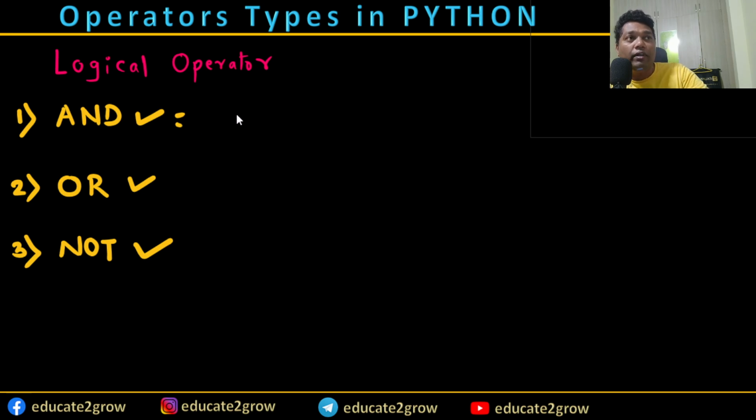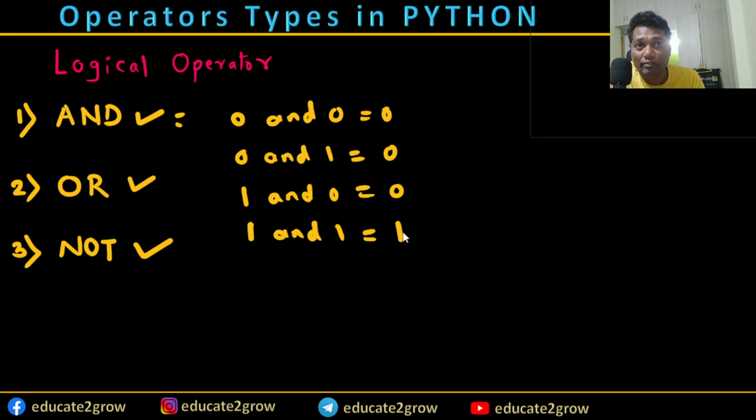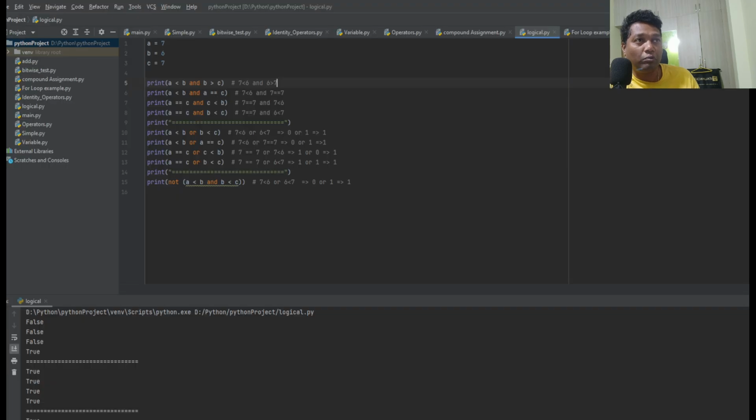You see here one expression 0 and another expression 0, the result is 0. One expression 0 and another expression true, still it shows 0. One expression true and another expression 0, that also gives false. So one expression is true and another expression also true, then only true. It means the AND operator gives true only when both side expressions are true. Let's see how it works in the programming window.